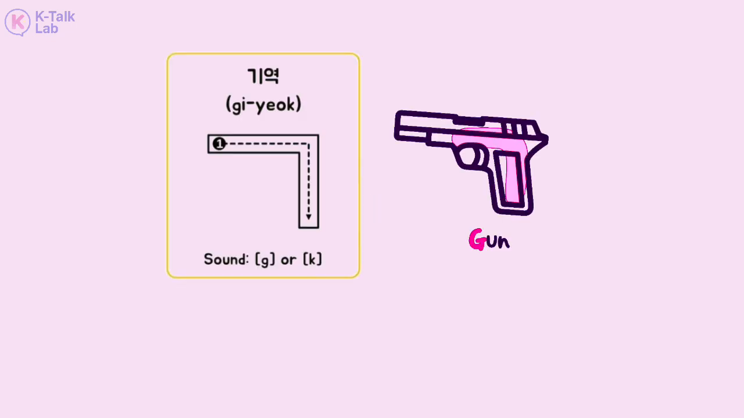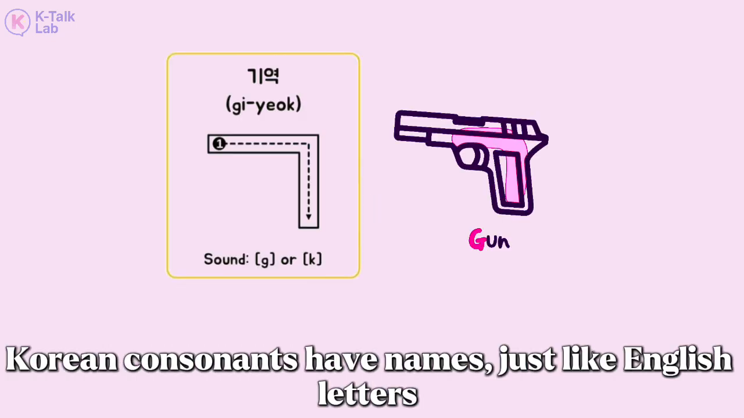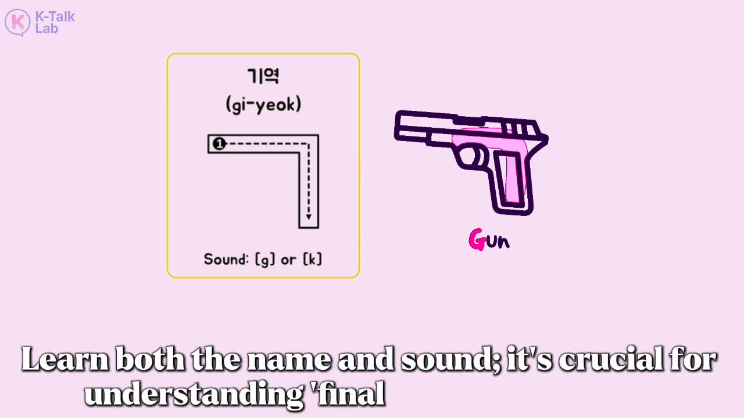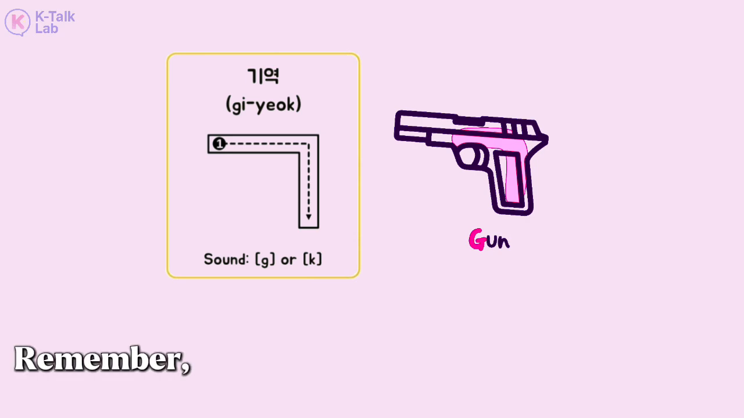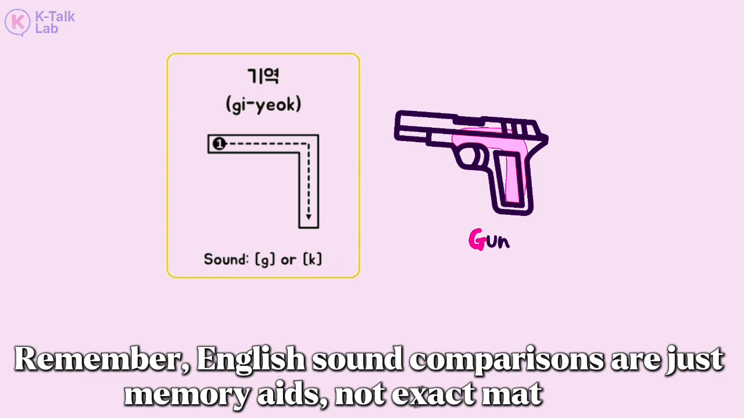First step. Gi-yeok. Korean consonants have names, just like English letters. Learn both the name and sound. It's crucial for understanding final consonants later. Visualizing helps memory. Remember, English sound comparisons are just memory aids, not exact matches.